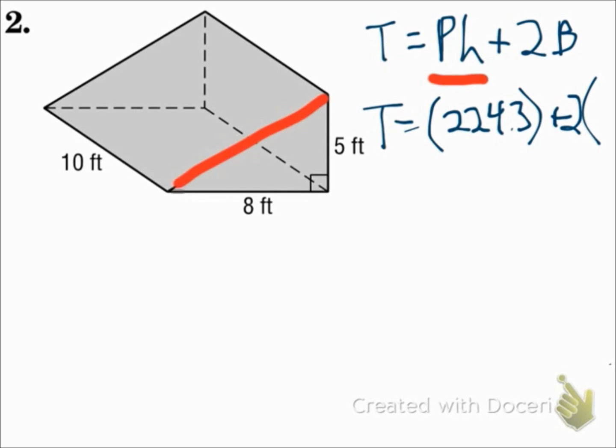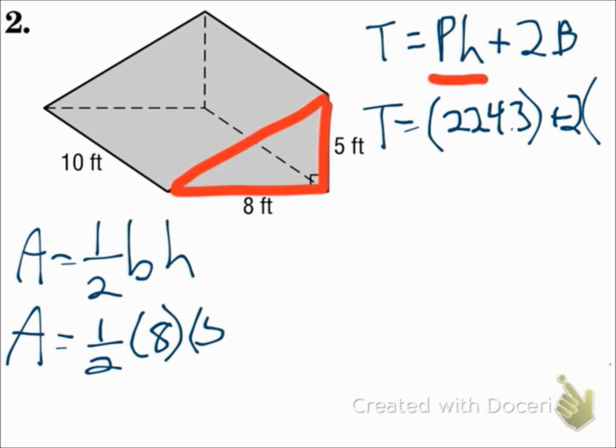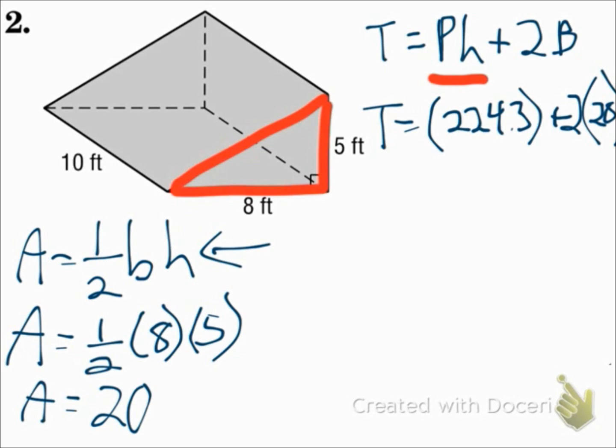In this one, the base is a triangle. For a triangle, area is 1/2 base times height. The base of the triangle is 8. The height of the triangle is 5. So the area of the triangle will be 20. That 20 is what goes in for big B. Remember, big B is the area of the base. What shape is the base? A triangle, and that's when you do the area of a triangle right there.